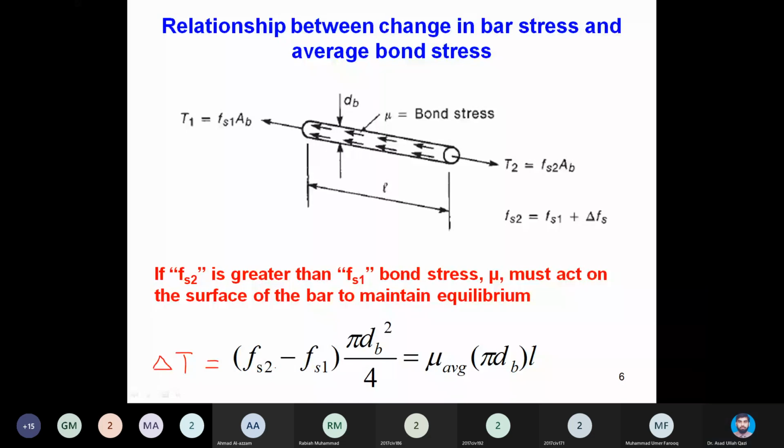And in addition, if I have the information about the average bond stress between the steel and concrete, I have the information about the diameter of the bar, against a delta T, knowing the average bond stress, I can calculate what length I need to resist that force.